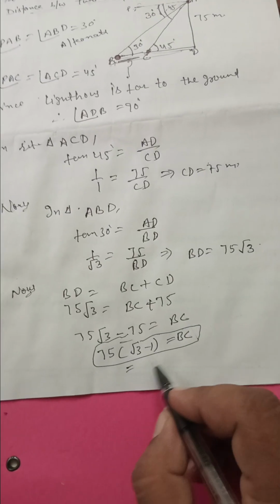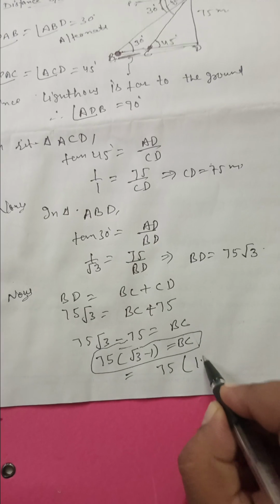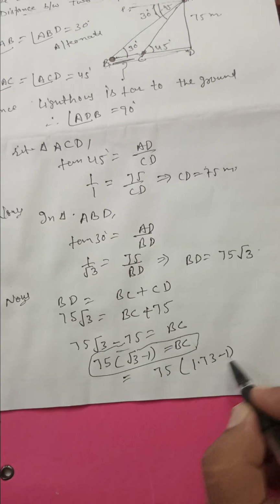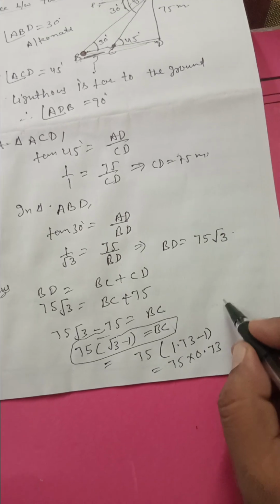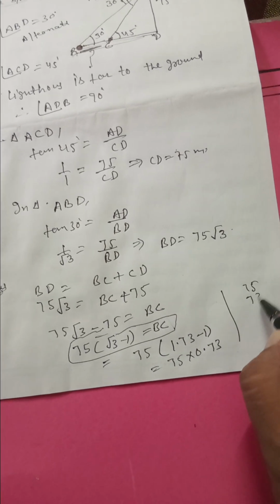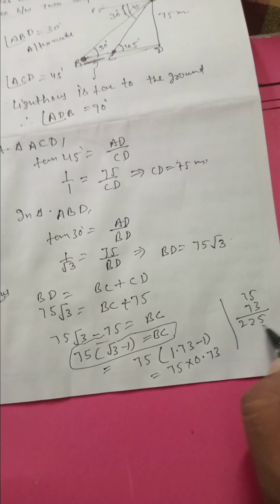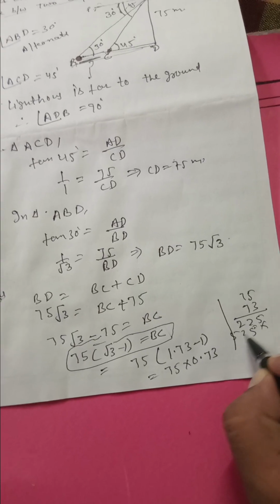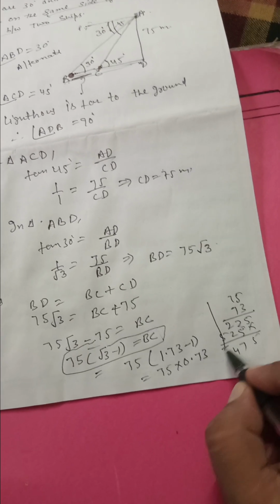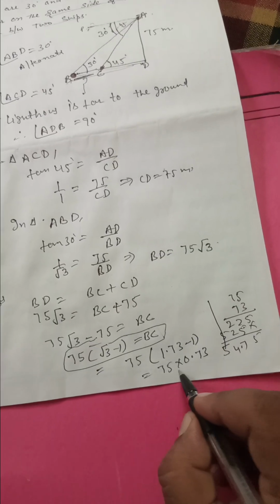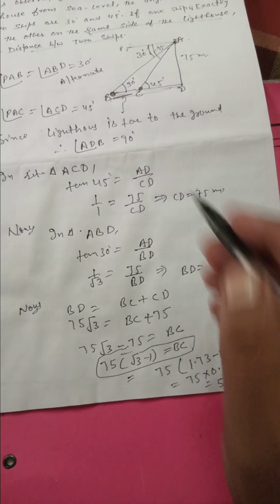If you want the exact value, putting the value of root 3 as 1.73, minus 1, this will be equal to 75 multiplied by 0.73, and you can multiply 75 with 0.73. This will be equal to 54.75 meters, the distance between the two ships.